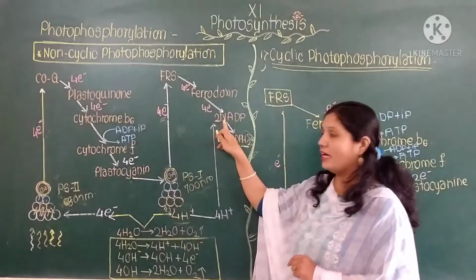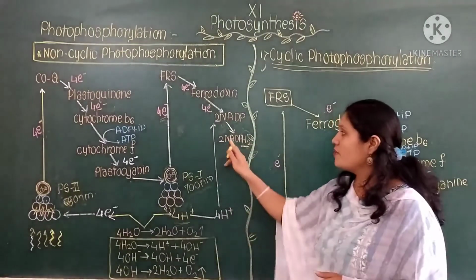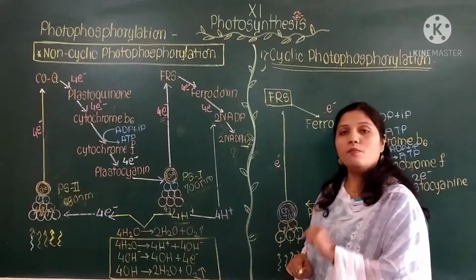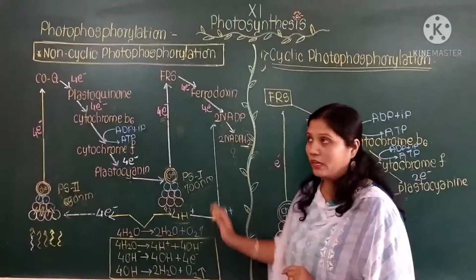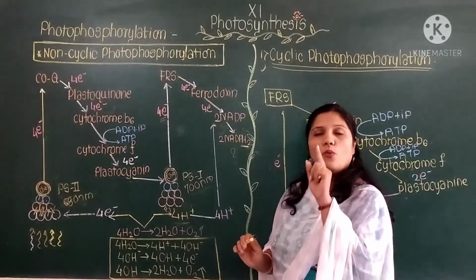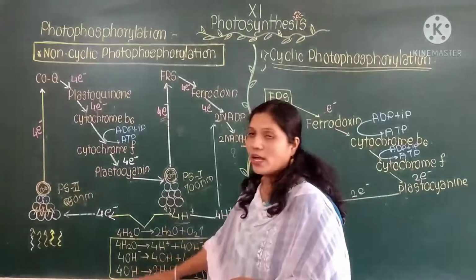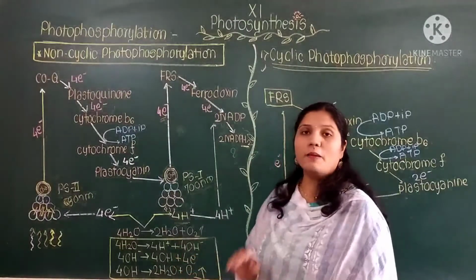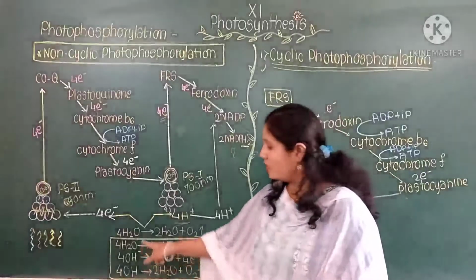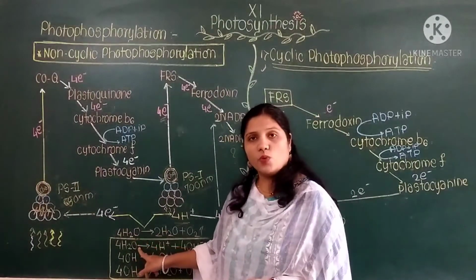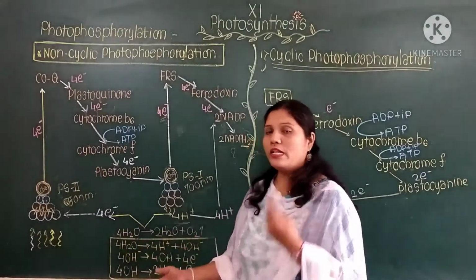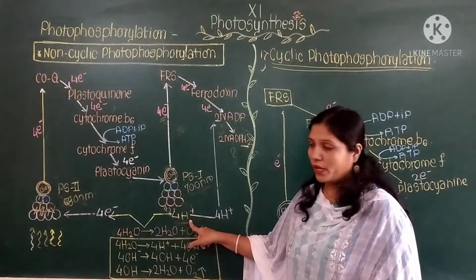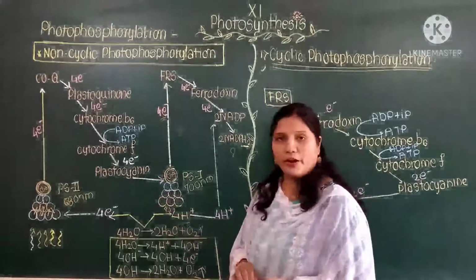Afterward, that NADP is converted into NADPH2. But how does it get converted into NADPH2? Because in this non-cyclic photophosphorylation, one important step takes place, that is known as the photolysis of water, or the breaking of water molecules. By the splitting of the water molecule, 4 electrons as well as 4 hydrogens are formed. So here 4 protons and 4 electrons are produced.